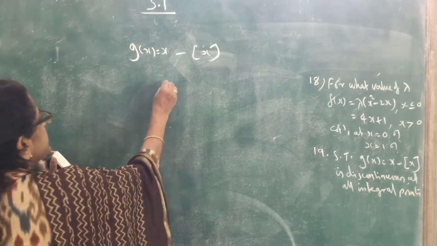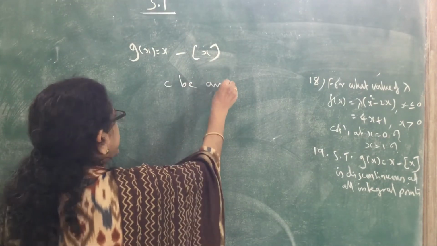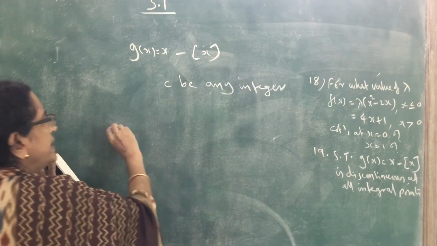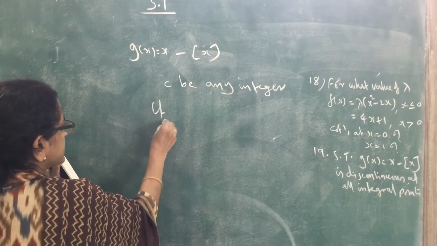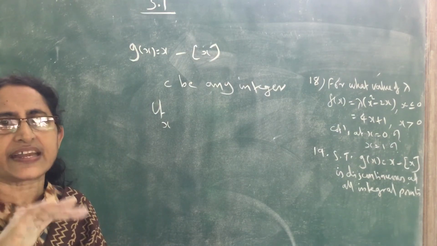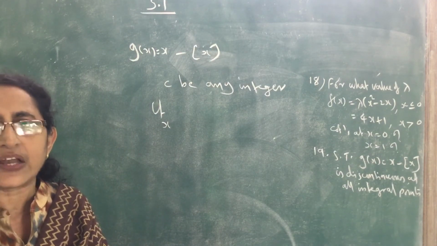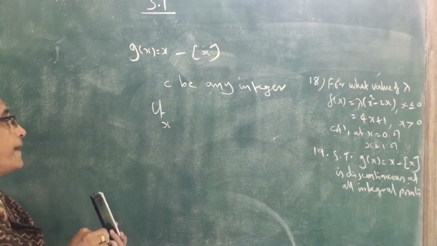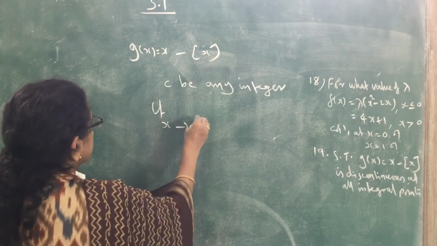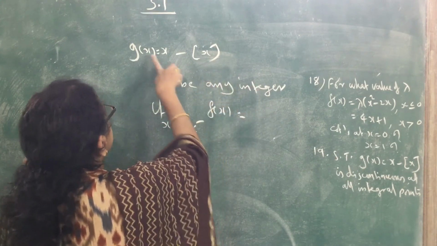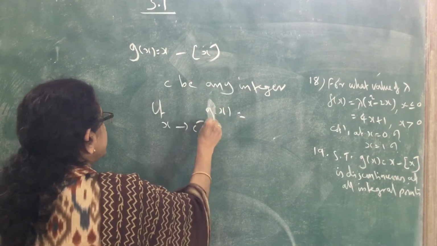Integral point means integer. Let c be any integer. Then we can check the continuity when x tends to c. We know at an integer, x less than c and x greater than c, the greatest integer function value is different. We have seen that. So here also it is different. Therefore we have to find left and right limits. Limit x tends to c minus of g of x. The function is given as g of x.